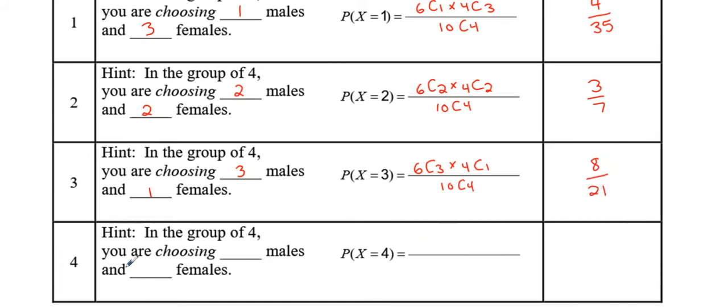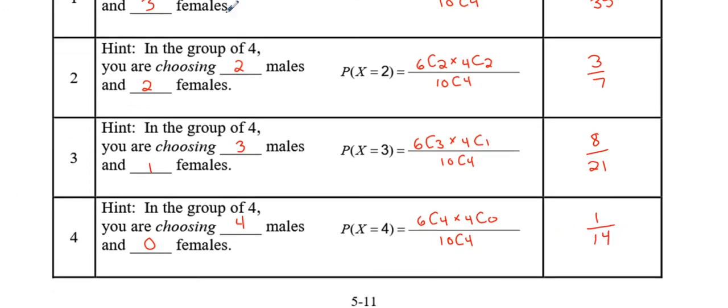Lastly, if X is equal to 4, that means you have 4 males and 0 females. So that's 6 choose 4 males and 4 choose 0 females, out of 10C4 people, and in lowest terms that works out to 1 over 14.